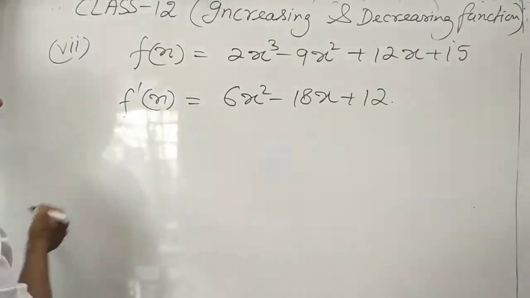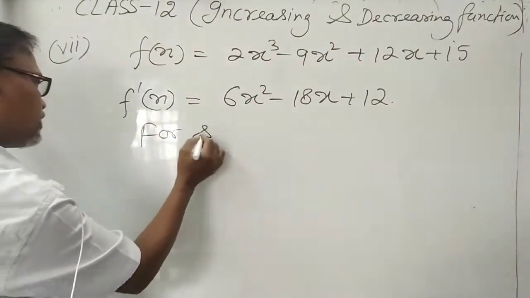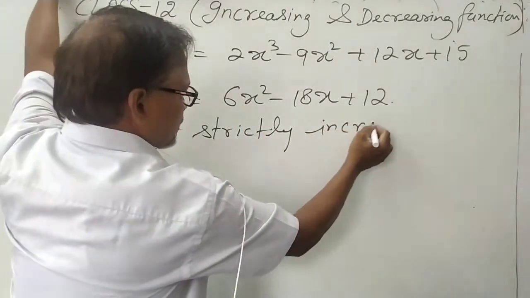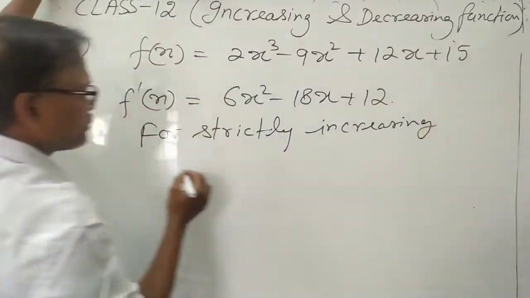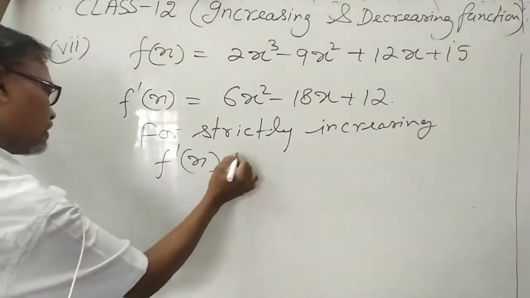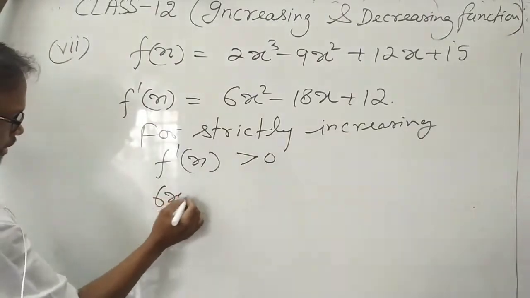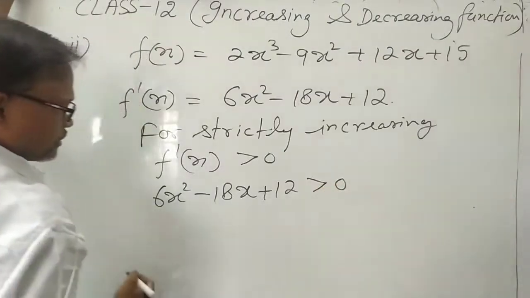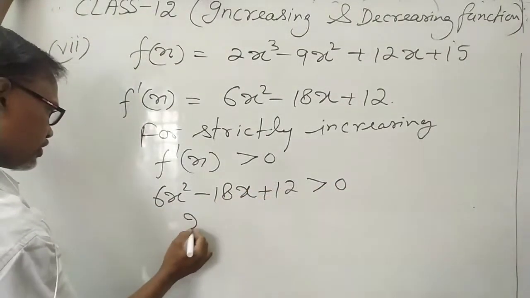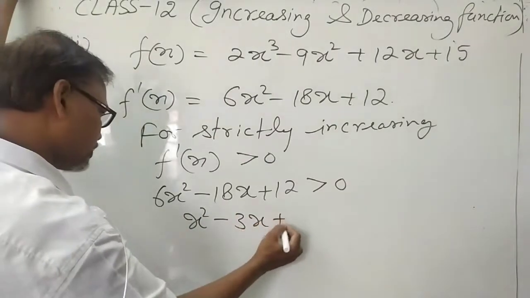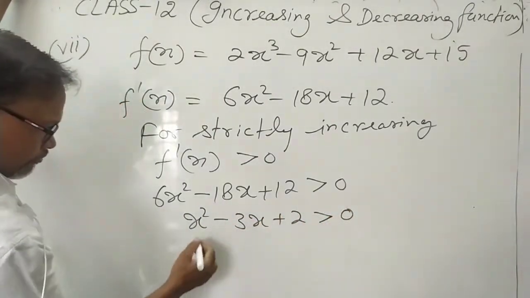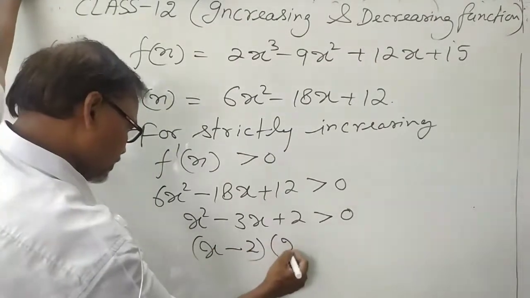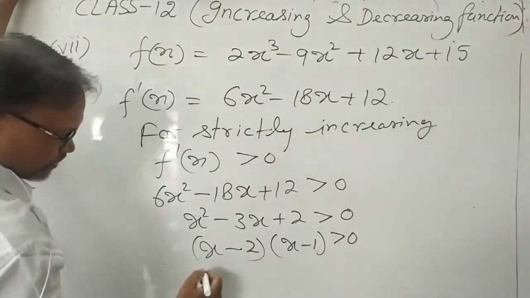Then for strictly increasing, f dash x must be greater than 0, means 6x square minus 18x plus 12 is greater than 0. Divide by 6, so it will be x square minus 3x plus 2 is greater than 0. Factorize it, so x minus 2 and x minus 1 is greater than 0.